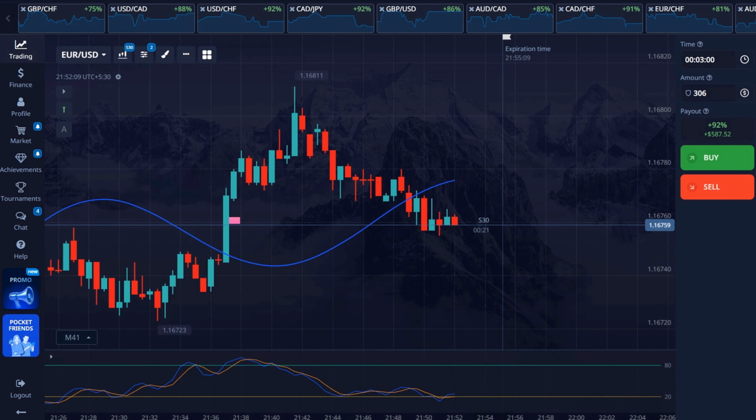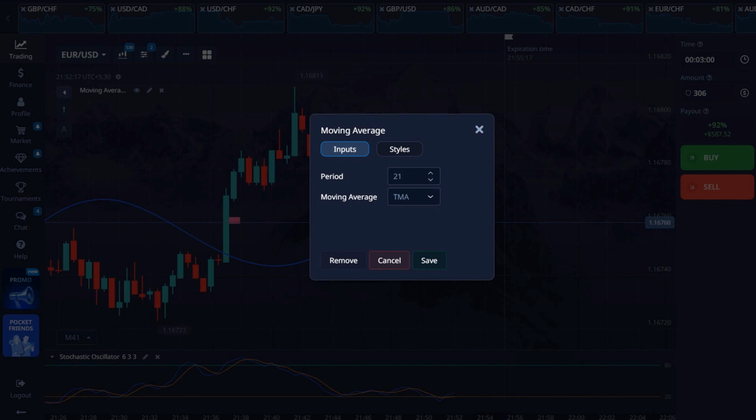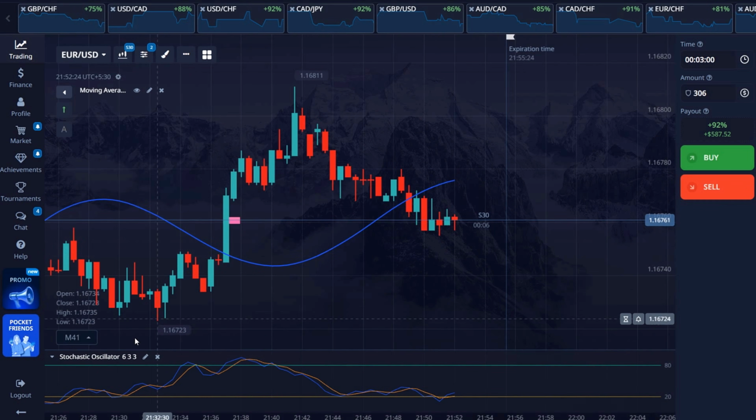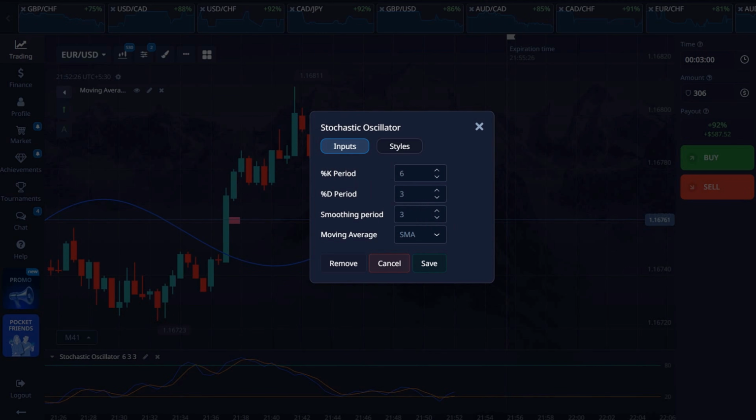All right, traders, before we wrap up this video, let's quickly go over the indicator settings so you can set them exactly the same on your chart. First, for the triple moving average, set the period to 21 and choose TMA from the moving average type menu. This helps the line respond faster to price movement compared to normal averages, so you'll get quicker confirmation of trend direction. Once done, click Save, and your TMA line is ready.